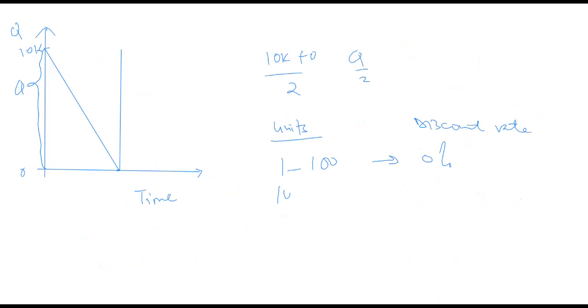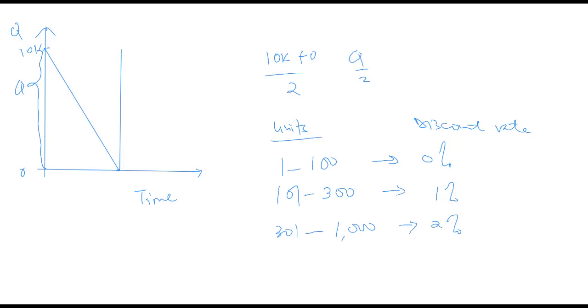If you order from us 101 items, between 101 and, let's say, 300, we give you a 1% discount on the purchase price. If you order between 301 and, let's say, 1,000, we give, let's say, a 2% discount.